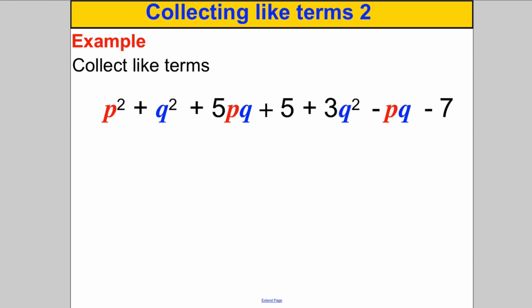All right, let's have a go at another one. Pause the video, have a go. Right, I'm going to highlight my like terms. I've got p squared there, which is really 1p squared.